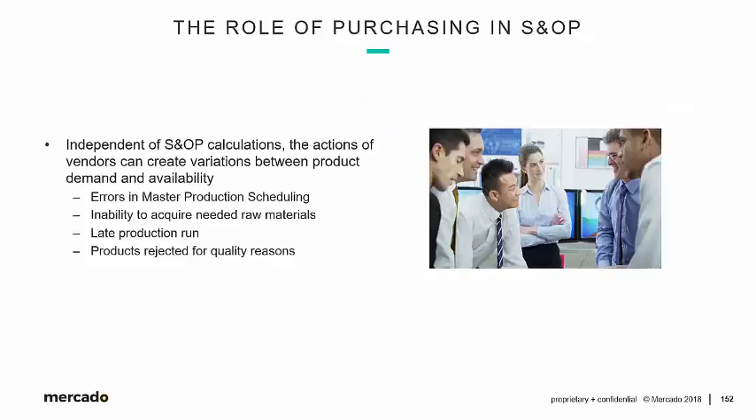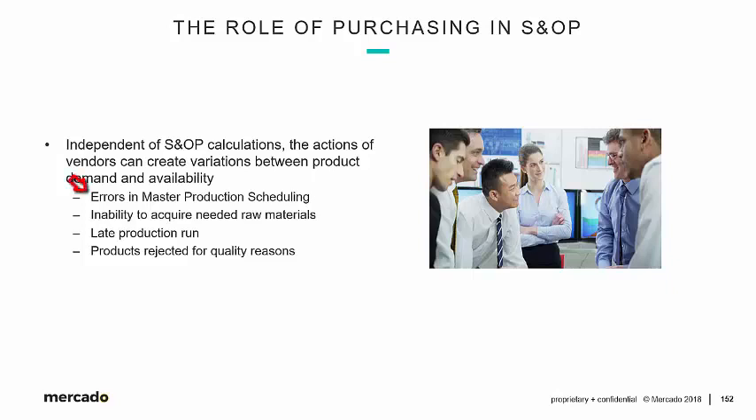Continuing on with the role of purchasing and sales and operations planning, independent of sales and operations planning calculations, the actions of vendors can create variations between product demand and availability, things that might be a little bit out of our control as an importer. What that means is we have to pay attention to our ongoing supply chain activities and really focus on them in a sales and operations planning environment. What are some of those independent actions that we're talking about?